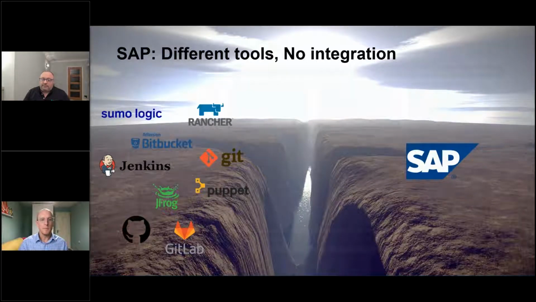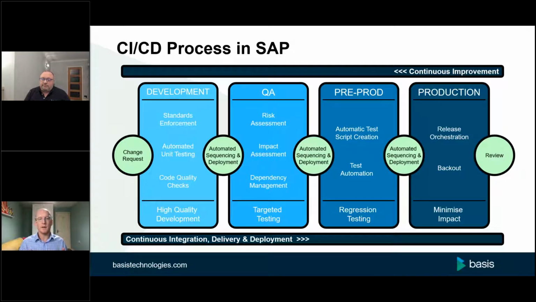Okay, so we've got that situation where SAP is a bit different, not uncommon, to be honest, I think, in some ways. And we've got a slightly different visualization here with a few more specifics. What's this slide showing us in terms of the idea of CI/CD and SAP?